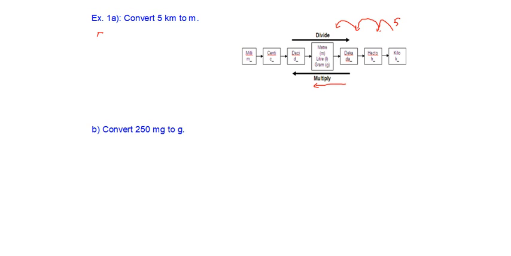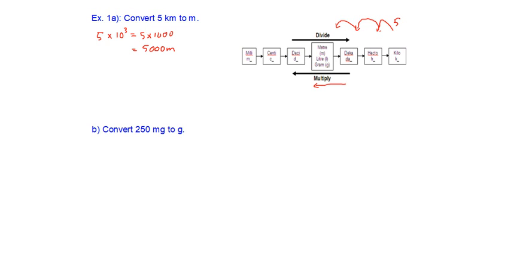So 5 kilometers times 10 3 times, and a short way to write that is like this. Or if you wanted to, you could just say, well, 10 3 times, that's just 1,000. 1 followed by 3 zeros, and we would get 5,000 meters.